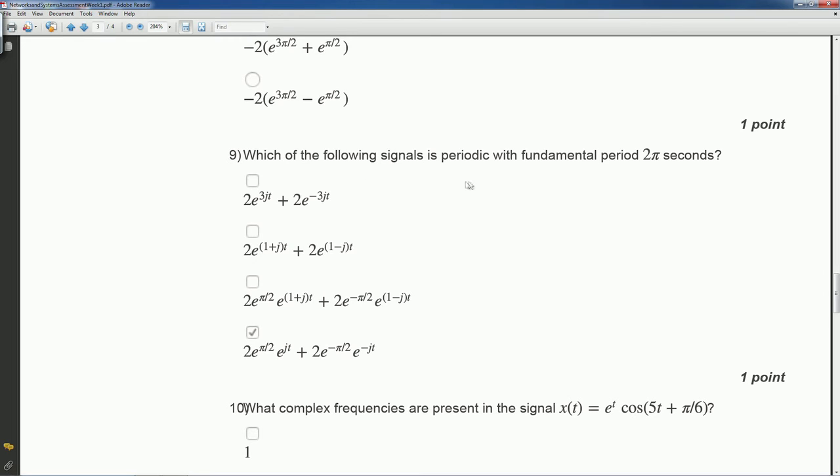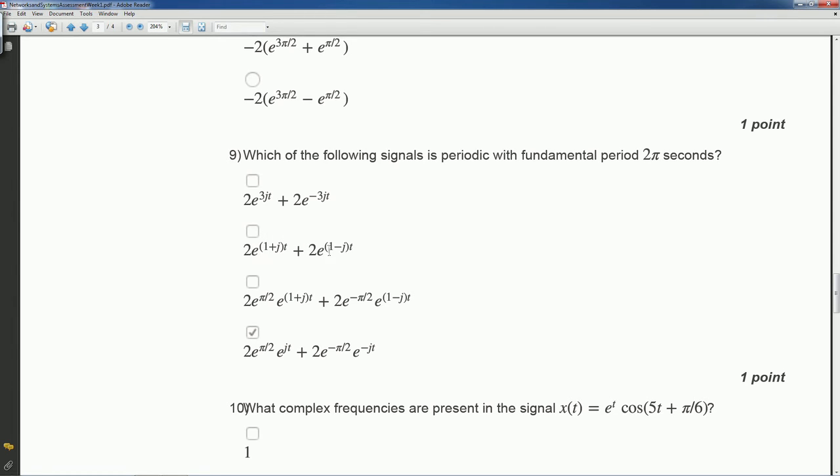If you look at the 9th problem: which of the following signals is periodic with fundamental period 2 pi seconds? Okay. So, the easy parts are the second and third options. Okay. So, if instead of t here you put t plus 2 pi, you notice that there is an e power t term which will become e power t plus 2 pi.